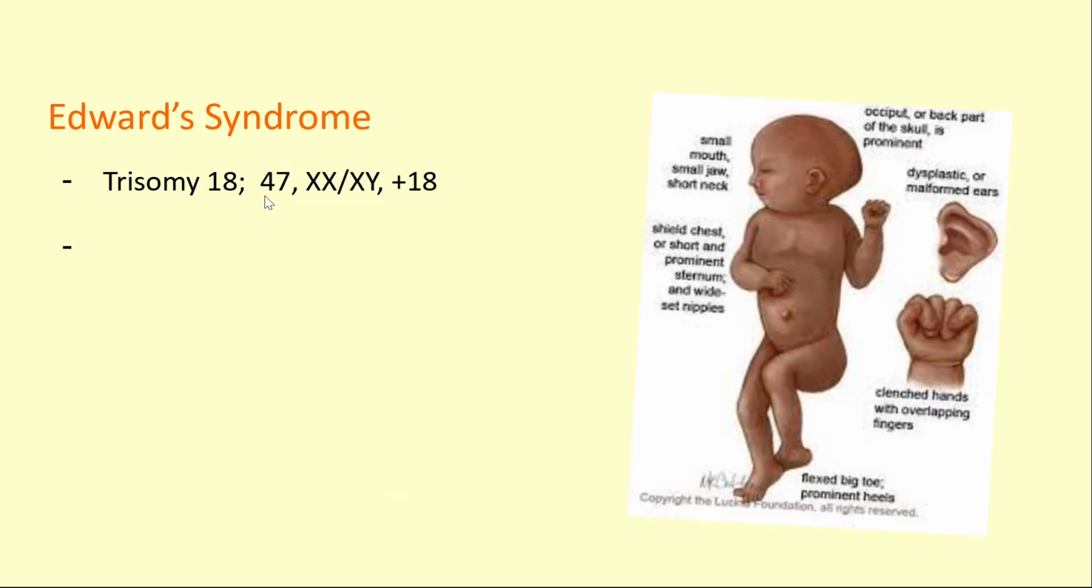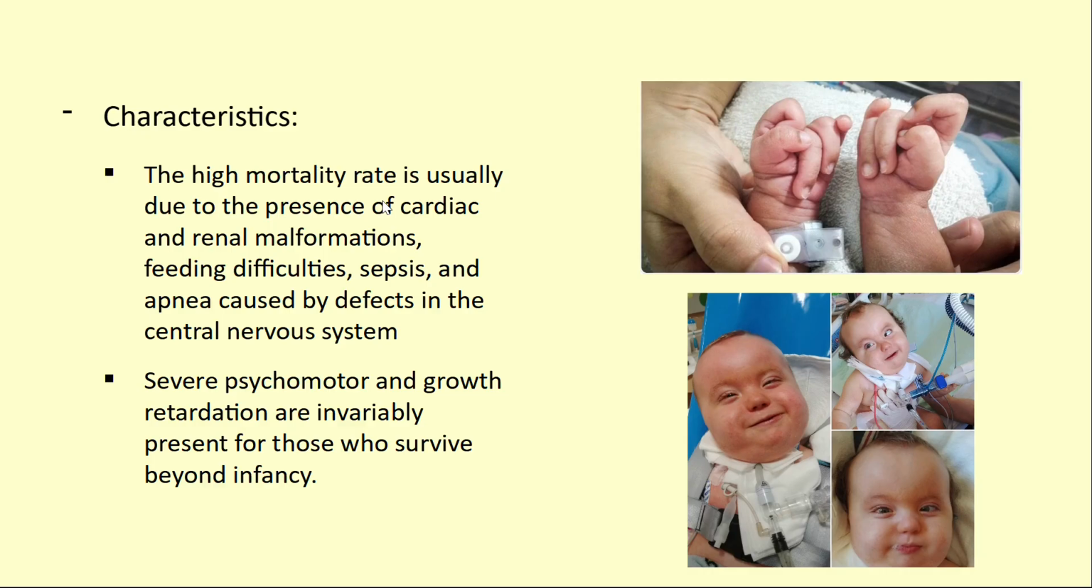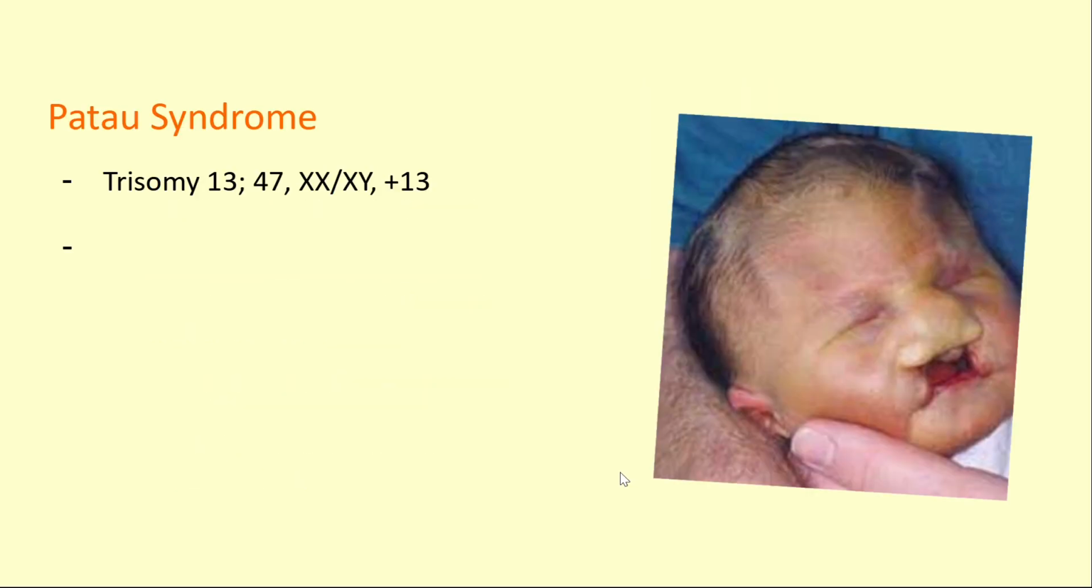For Edwards syndrome, there are 47 chromosomes, an extra one, and the extra is chromosome 18. The characteristic is the presence of cardiac and renal malformations, feeding difficulty, sepsis, and several other abnormalities in development. You also have Patau syndrome, as you can see in the picture.